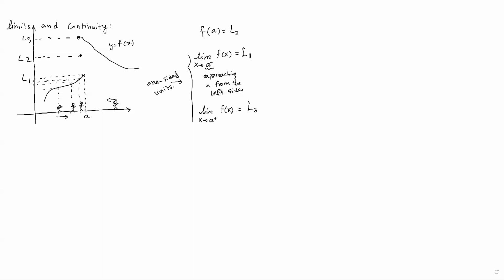Now, if these two are not equal to each other, so if you have a point and you approach that point from the left and you approach that point from the right, and you don't get the same value, then we say that the limit at that point does not exist. So if the limit of f of x as x approaches a minus is not equal to the limit of f of x as x approaches a plus, then we say the limit of f of x as x approaches a does not exist.